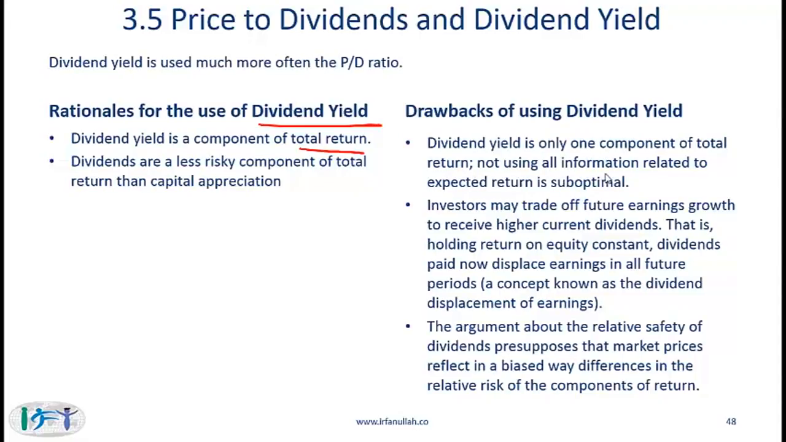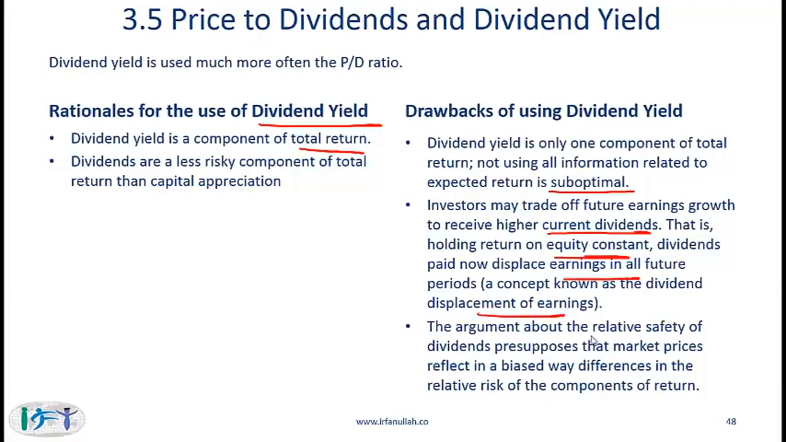Not using all information related to expected returns is suboptimal. Investors may trade off future earnings growth to receive higher current dividends. In other words, if you as an investor demand high dividends, what are you compromising? You are compromising future growth. So holding returns on equity constant, dividends paid now displace earnings in all future periods. This is called displacement of earnings.